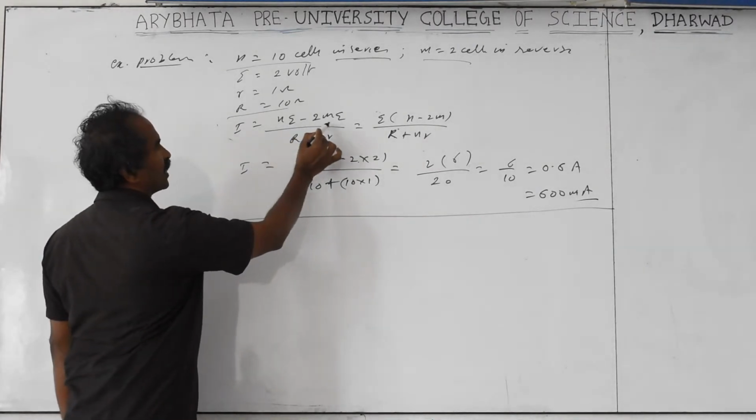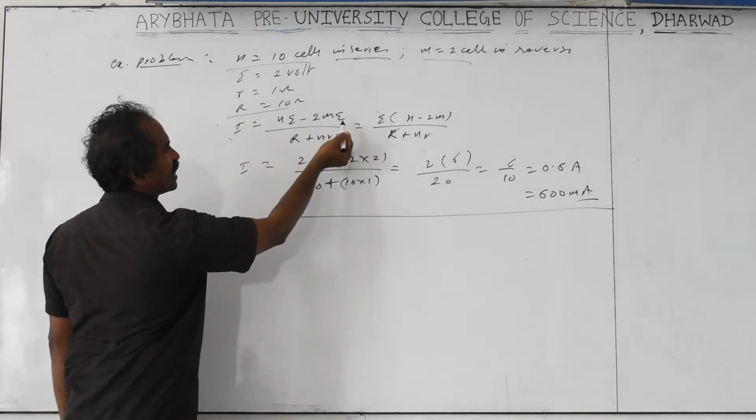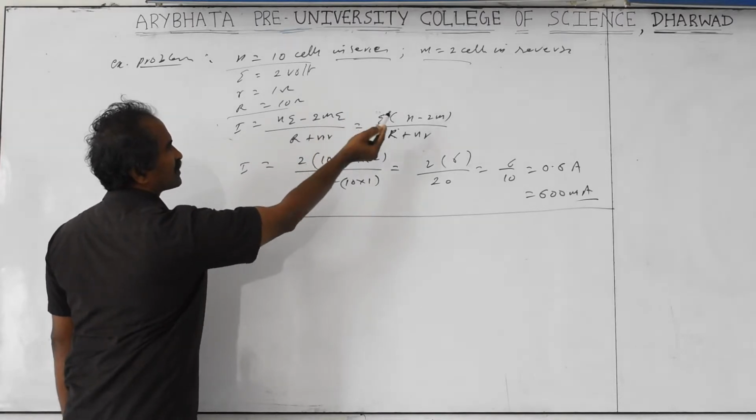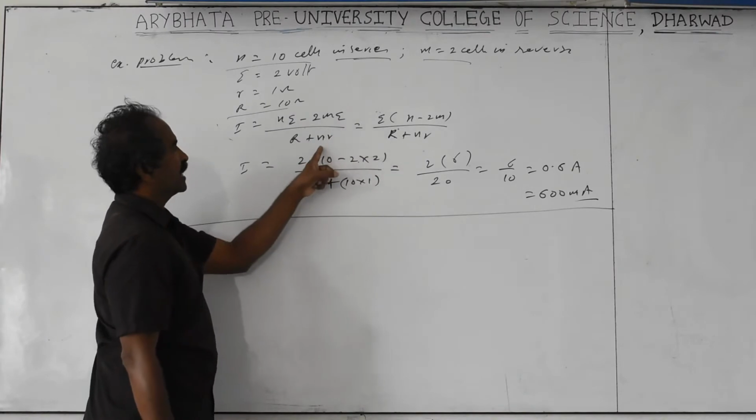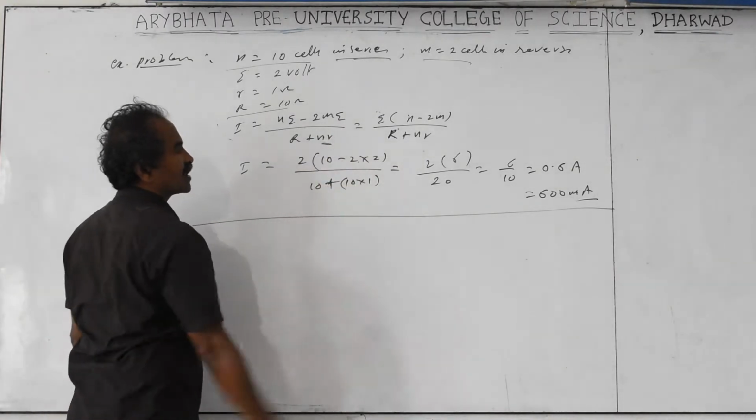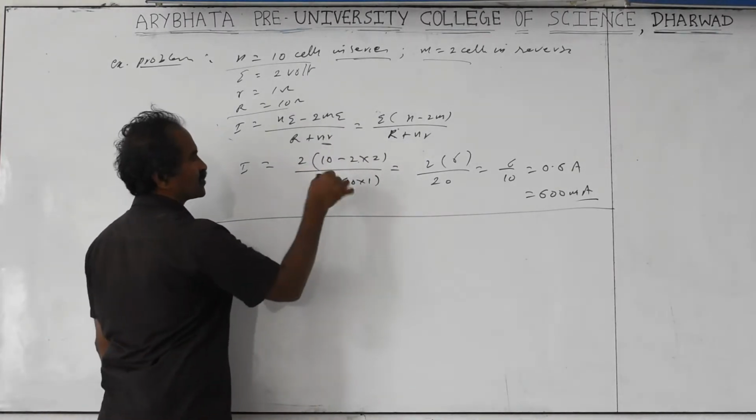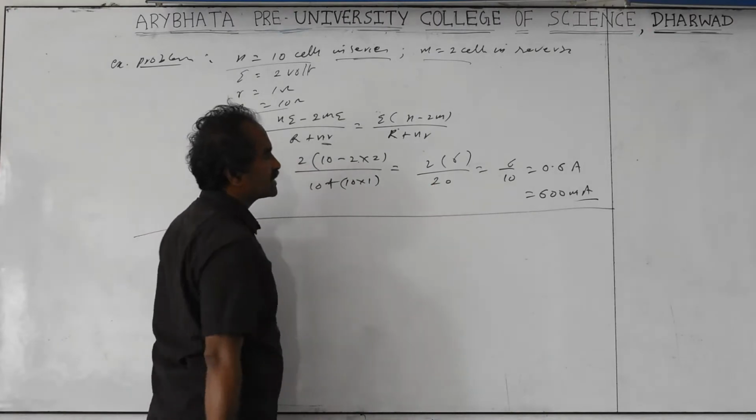N minus 2m. One cell reversed means two cells' EMF you have to take out. So two cells reversed means a total of 4 EMF. EMF we can take out common, and total internal resistance is nr. Resistance should not be negative. So on substituting the values you will get 0.6 amperes or 600 milliamperes.